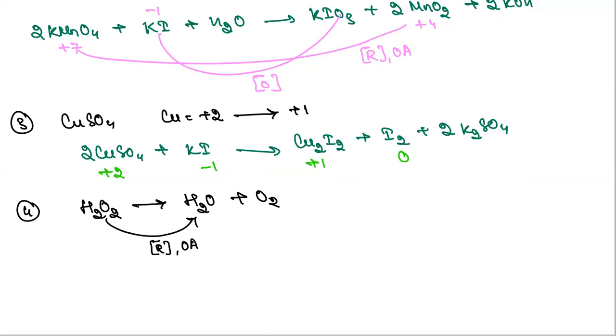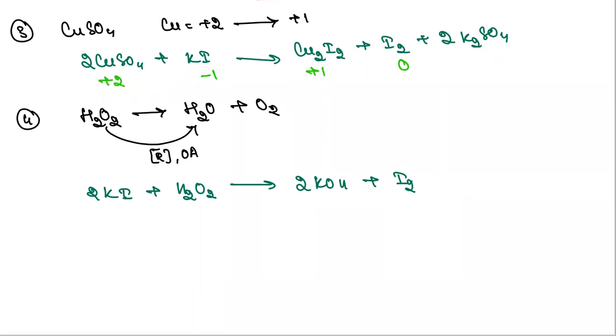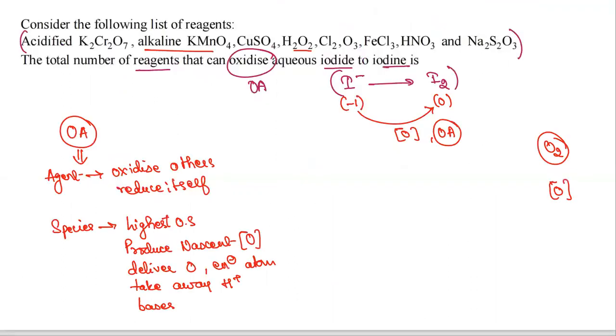Now let's see how the reaction will take place. The reaction goes like this: 2 moles of KI, which is potassium iodide, when reacted with H2O2 will give you 2 moles of potassium hydroxide plus iodine. In this way, you may see that your iodide is changing into iodine when treated with H2O2. So yes, H2O2 is again a good oxidizing agent that may carry out this conversion.